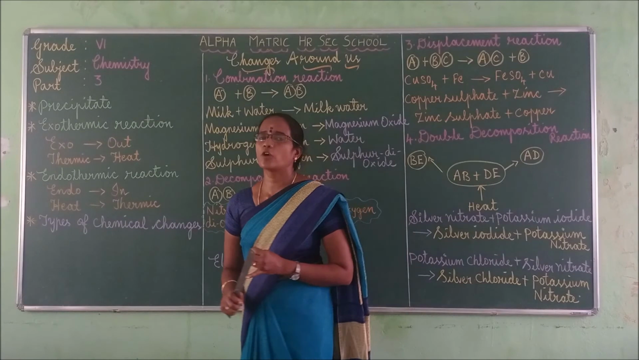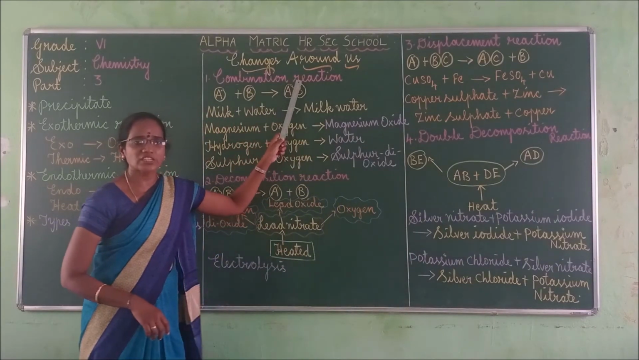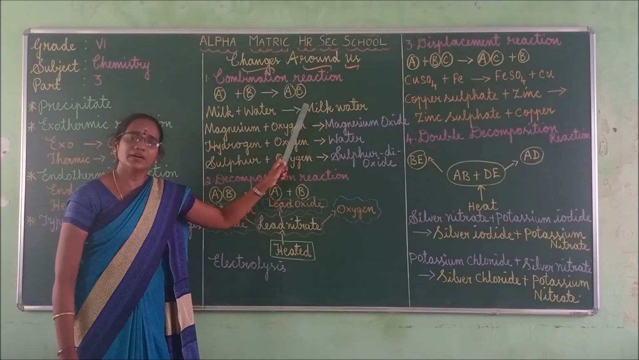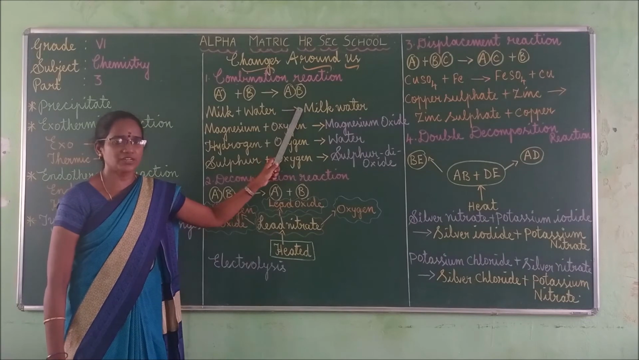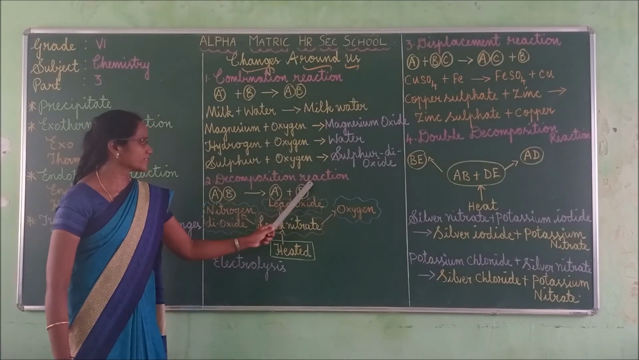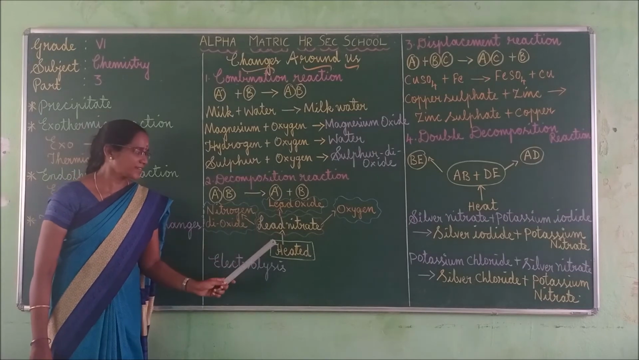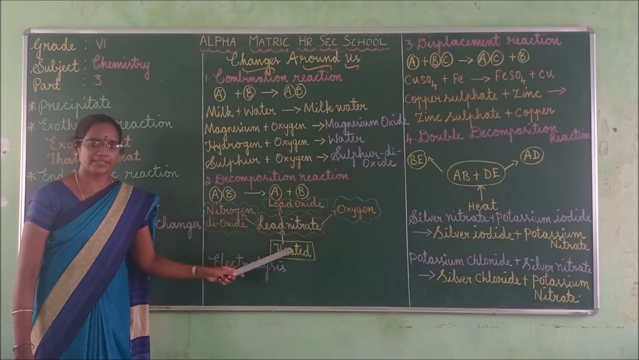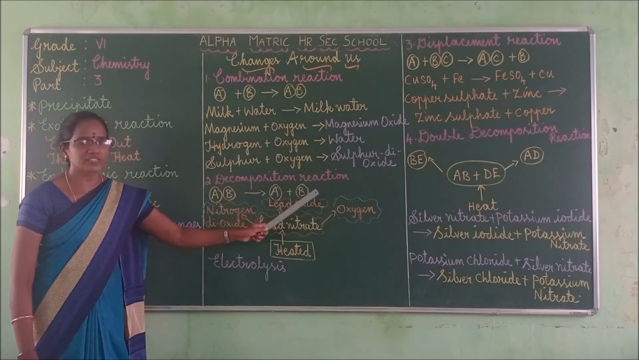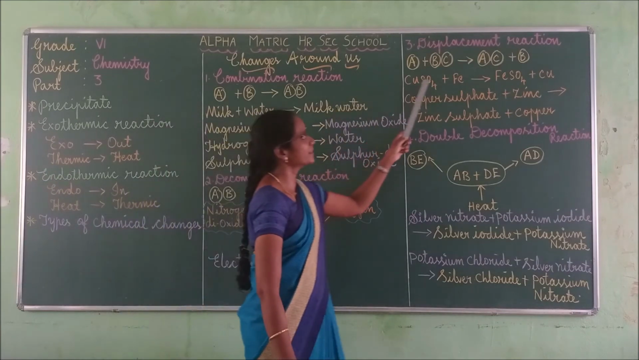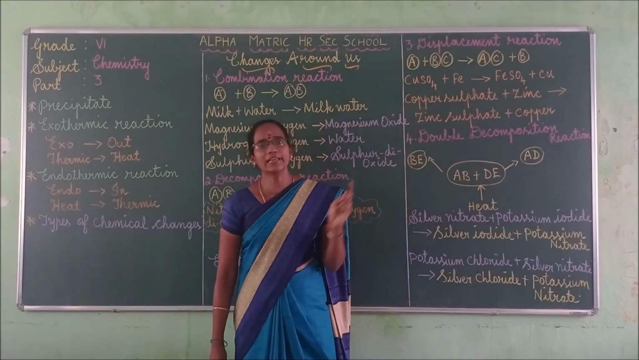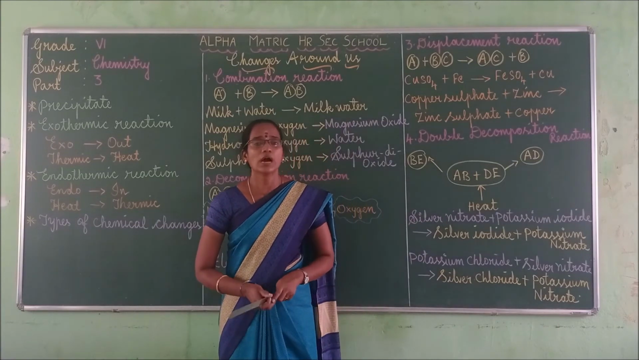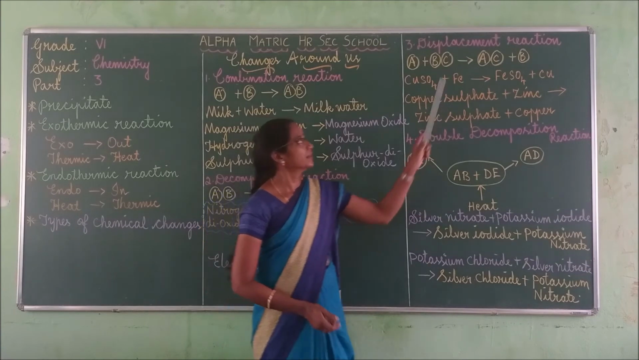So first, what is meant by combination reaction? Combination reaction is a reaction in which two or more substances react to form a new product. This is called combination reaction. Next, what is the decomposition reaction? When a single substance splits into two or more substances on heating, then it is called decomposition reaction. Next, what is displacement reaction? When a highly reactive element displaces another element from a compound and takes its place, then it is called displacement reaction.